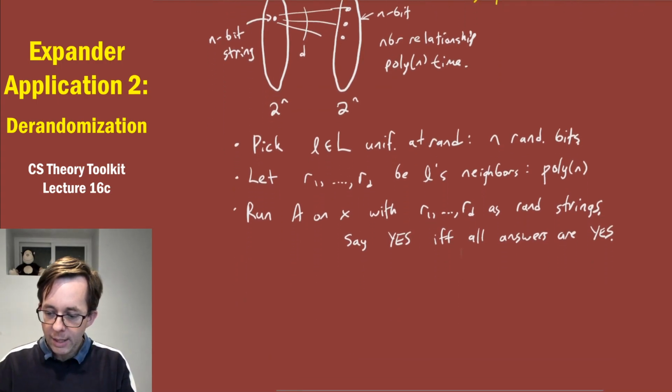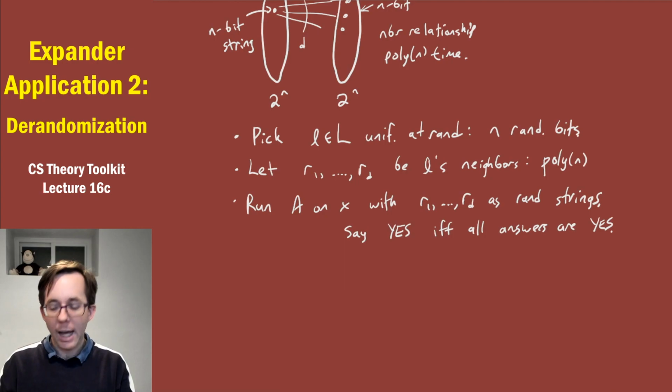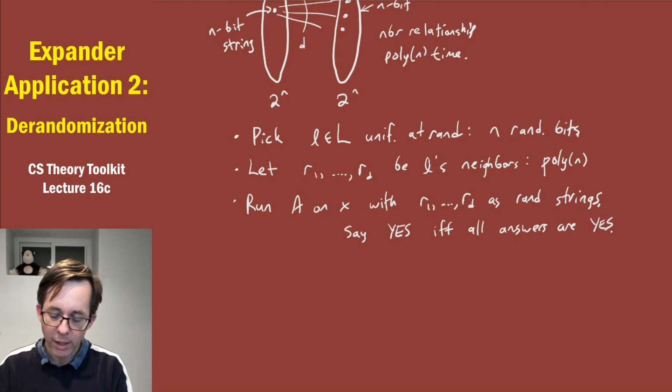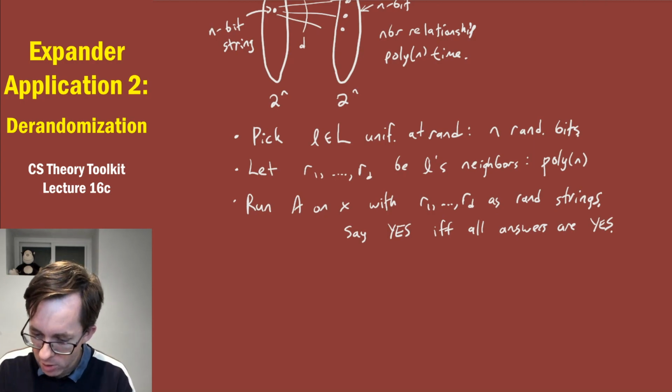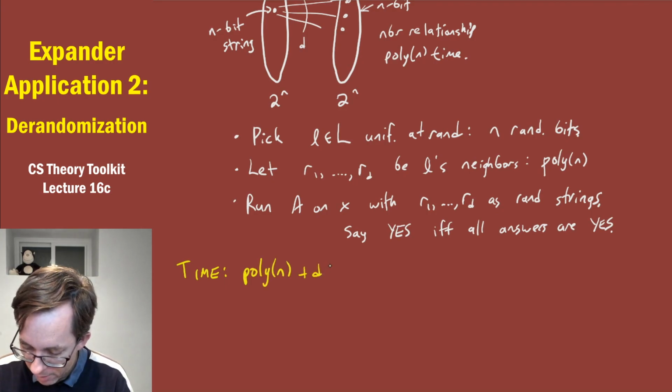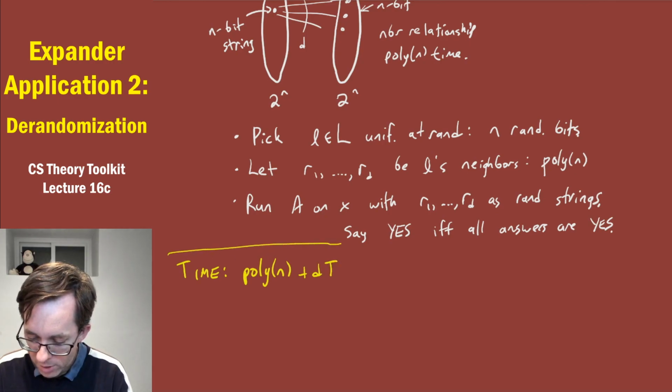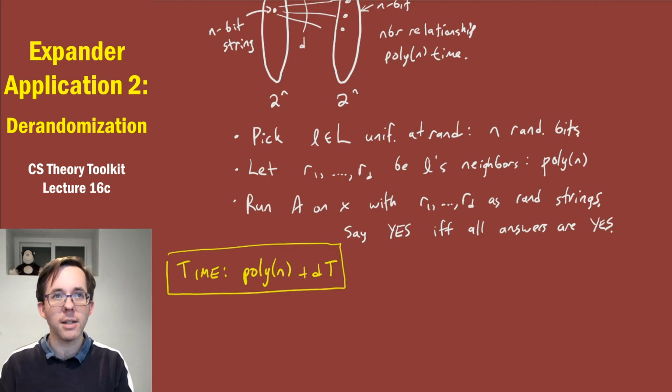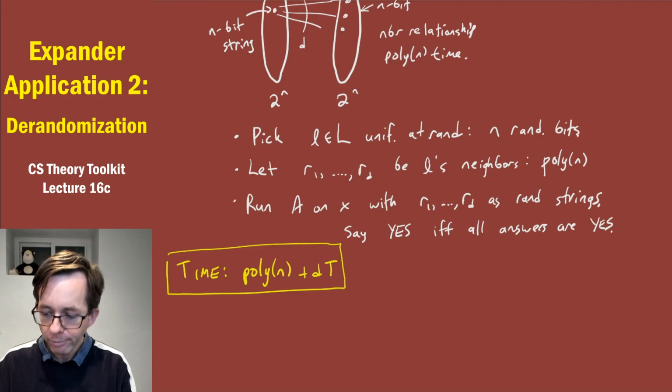Okay, and let's do the analysis of this. Well, several things are very good. So this is a poly n time algorithm. In fact, well, it involves t as well. So let's just put that in a box. The time for this algorithm is poly n to compute these d different strings, plus we ran the algorithm d times, so poly n plus d times t. Compare that with the naive or standard repetition method. We added poly n time, but that's nothing too special.